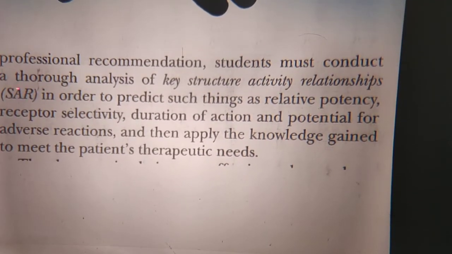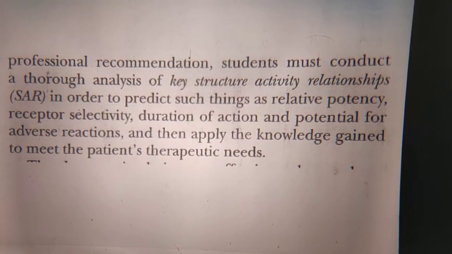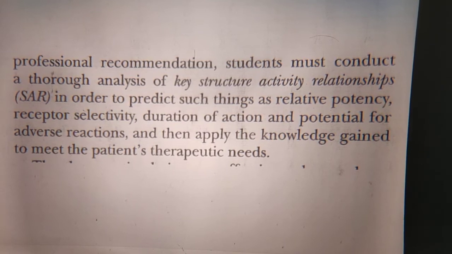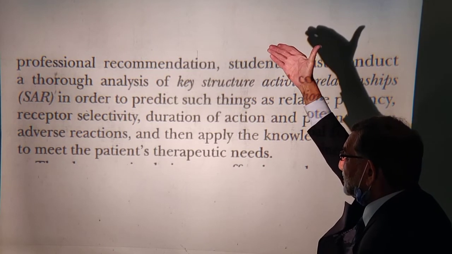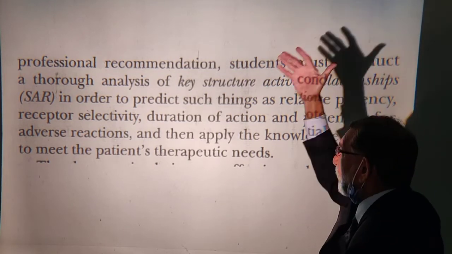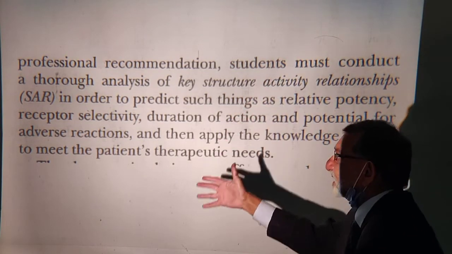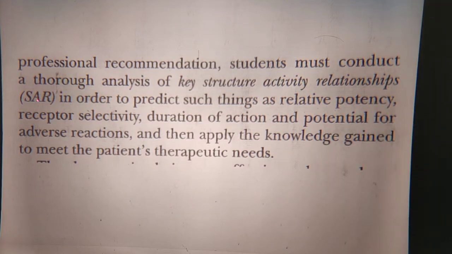Students must conduct a thorough analysis of key structure-activity relationships. That means key structure-activity relationships of all cardiovascular drugs, all gastrointestinal disorder drugs, all series of eye drugs, all series of kidney drugs, all series of other kinds of drugs which are needed. Knowing this, you can be a very good pharmacist in order to predict such things as relative potency, receptor selectivity, duration of action and potential for adverse reactions.